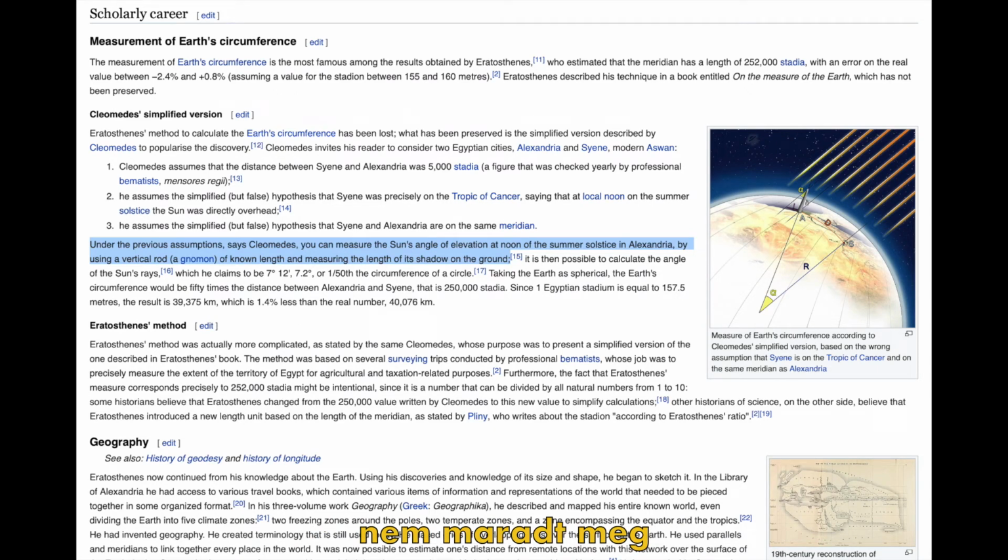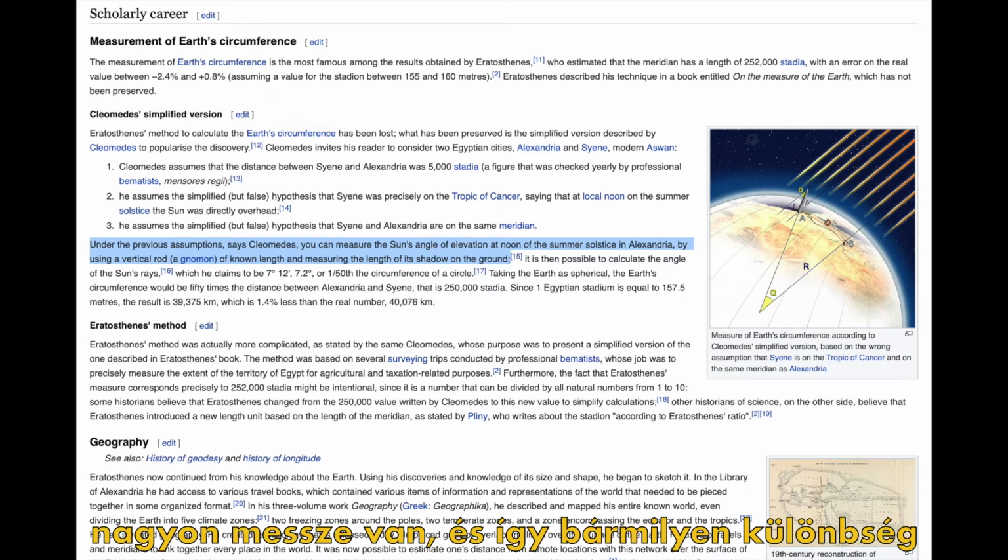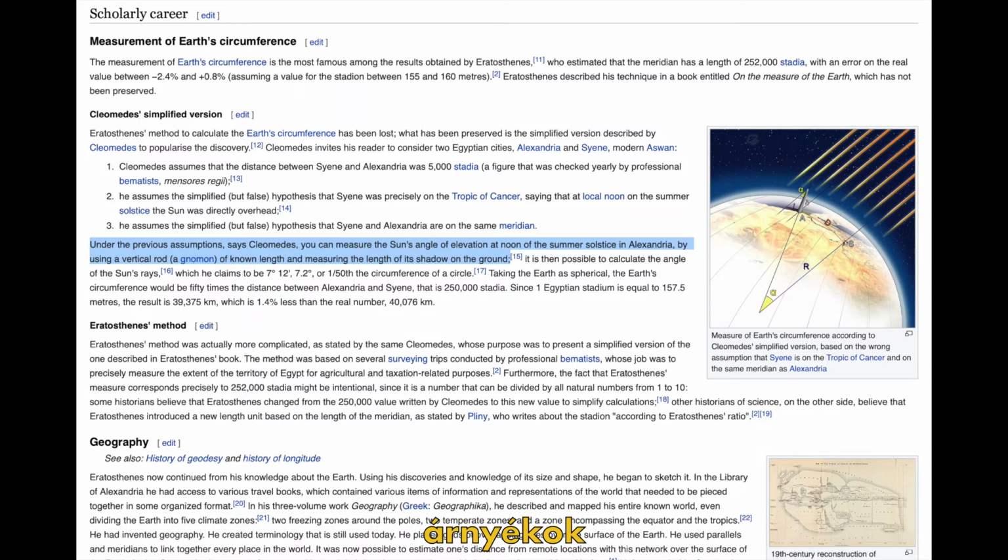Eratosthenes described his technique in a book entitled On the Measure of the Earth, which has not been preserved. Yeah, that's probably because the library at Alexandria burned down. Terrible. Anyway, the method being described there is quite simple. You can see in the graphic. He assumed that the solar rays come in parallel because the sun is really distant, and so any difference in shadows at a different location relative to where the rays fall normal to the surface, or straight down, is all due to curvature.